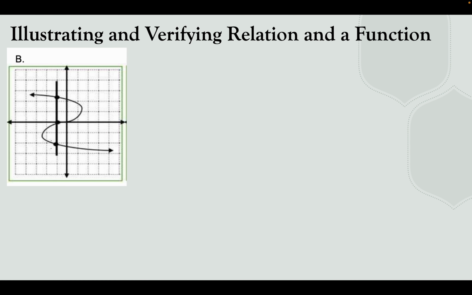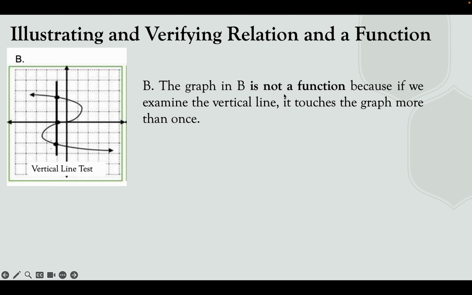Next, we have B. You look at the graph, it is a curve. When you make a vertical line test, even if you move to the right or to the left, there are many points intersected, as you observe. So the graph B is not a function because the vertical line test touches the graph more than once. Again, it is a function only if one point of your line is touched. If more than one, that means it is not a function.